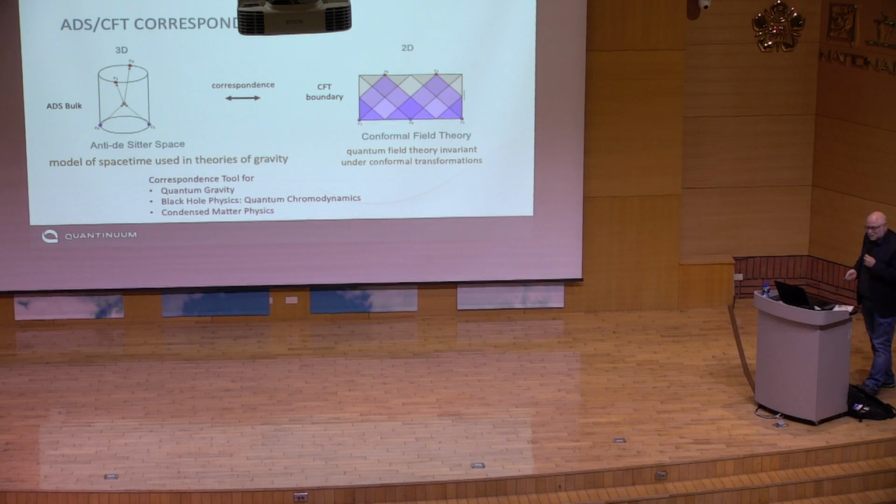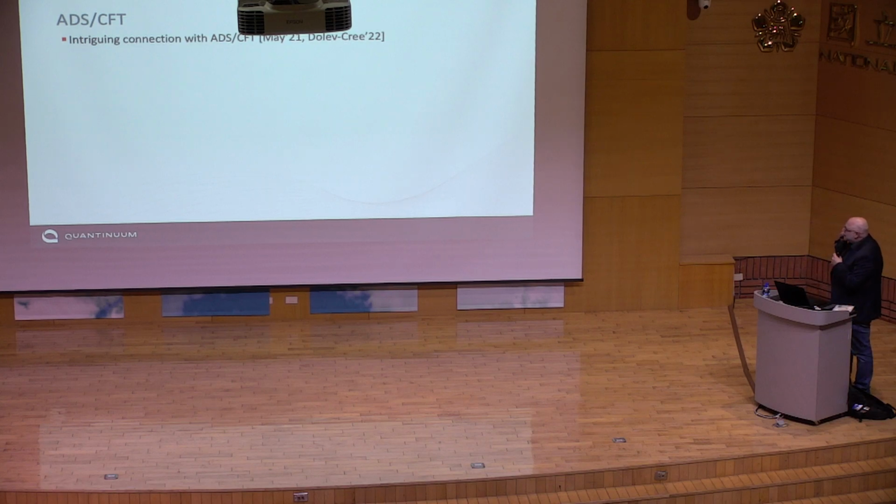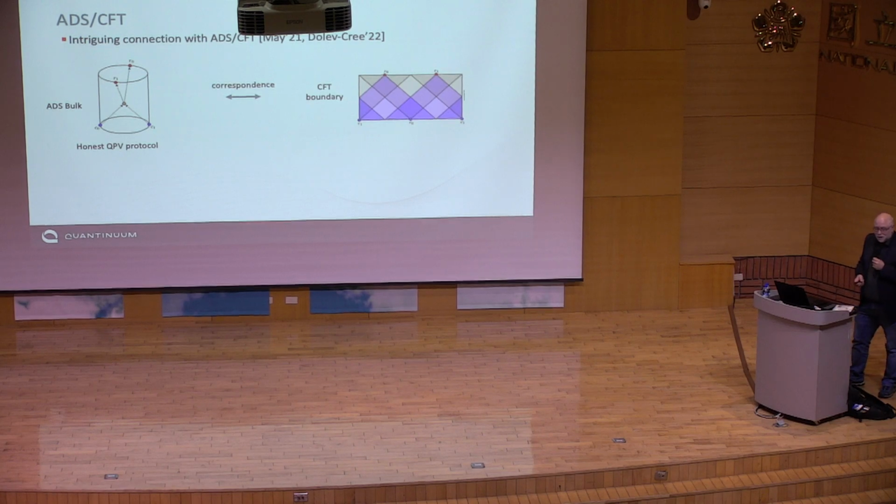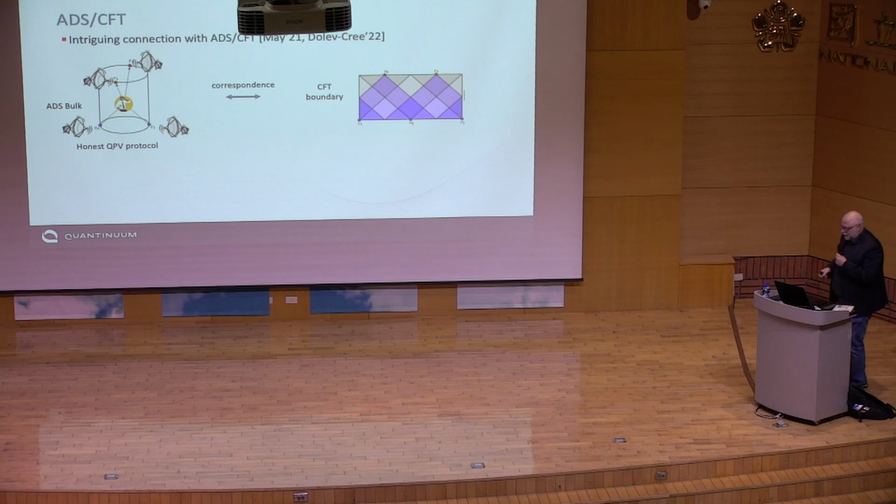And so you might wonder, what has this to do with the story that I've been talking about? Here's a connection that was uncovered by May, Dolev, and Cree a couple of years back. And so here we have the correspondence back. Now, if you stare a little bit at this AdS bulk thing, where you have actions coming from the boundary, sending something inside to the bulk, and that sends some information back to the boundary, if you squint your eyes a little bit, you can view this as an honest QPV protocol, where we have the verifier sitting at these boundaries, and an honest prover inside the bulk. Messages are sent to the prover, like in the F routing protocol, and then the answers are sent back outside again. Right? So this could be a model of an honest QPV protocol.